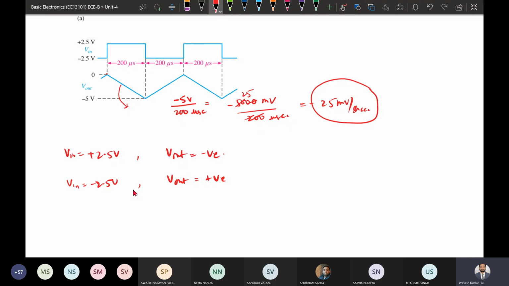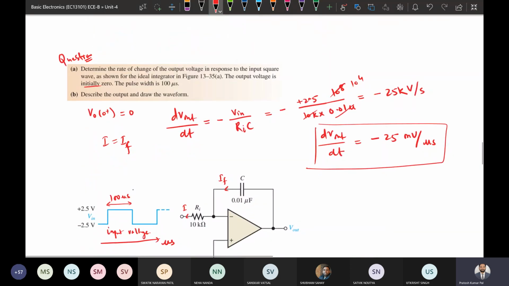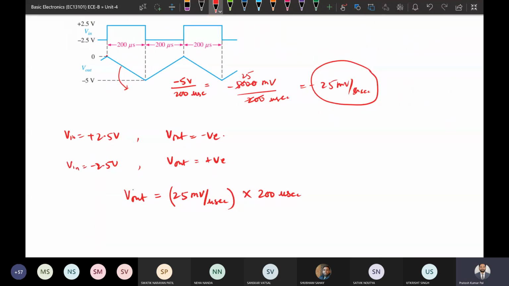So finally, if we want to find the output, the output will be the slope multiplied by the time duration. The time duration is 200 microsecond. Actually the pulse width given initially here should be 200 microsecond. In the question it is given as 100, but it will be 200.